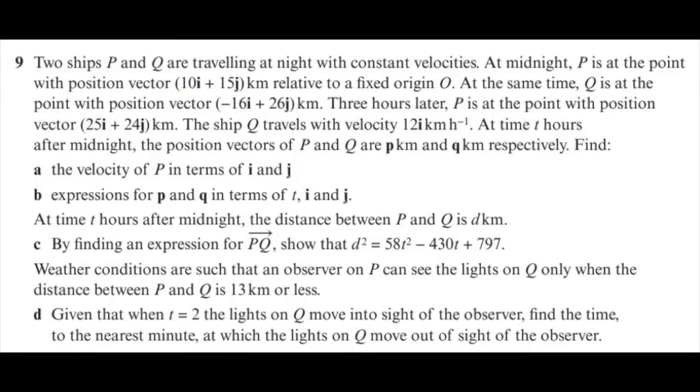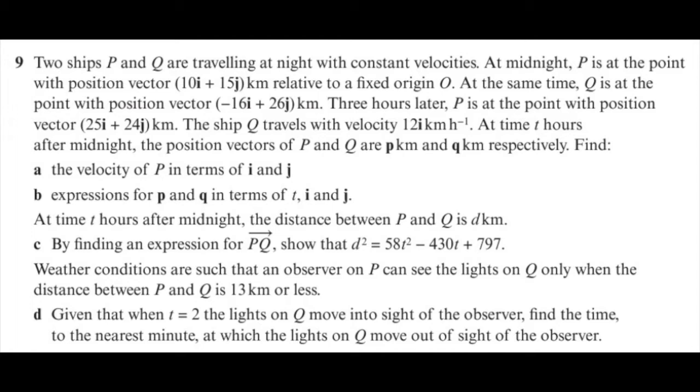Two ships, P and Q, are travelling at night with constant velocities. At midnight, P is at the point with position vector 10i plus 15j kilometres relative to a fixed origin O. At the same time, Q is at the point with position vector negative 16i plus 26j kilometres. 3 hours later, P is at the point with position vector 25i plus 24j kilometres. Ship Q travels with velocity 12i kilometres per hour.